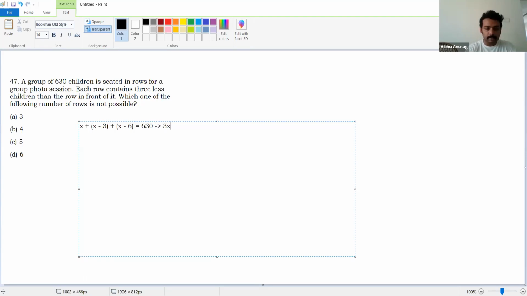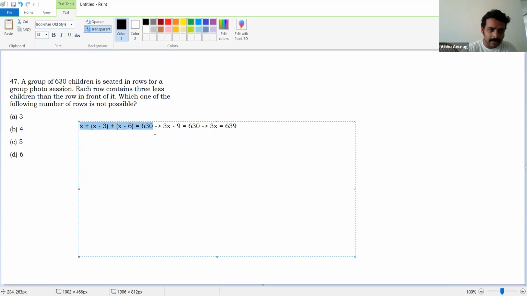It means that 3x minus 9 is equal to 630. It means that 3x is equal to 639. Is 639 divisible by 3? Yes. So 3 rows are possible.